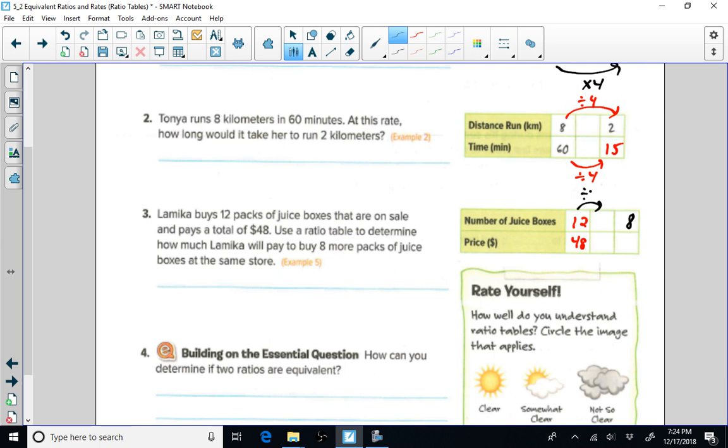If I divide by 3, 12 divided by 3 is 4. So if I divide by 3 here, 48 divided by 3 is going to be 16. Then we scale ahead, times 2. So this is times 2, and that's going to be 32. So it's going to be about $32 to buy 8 more packs of juice boxes.